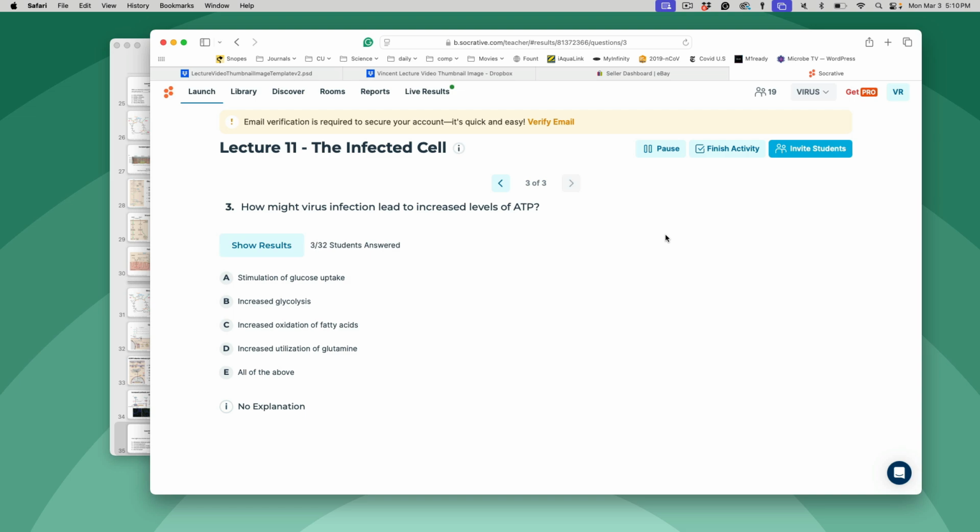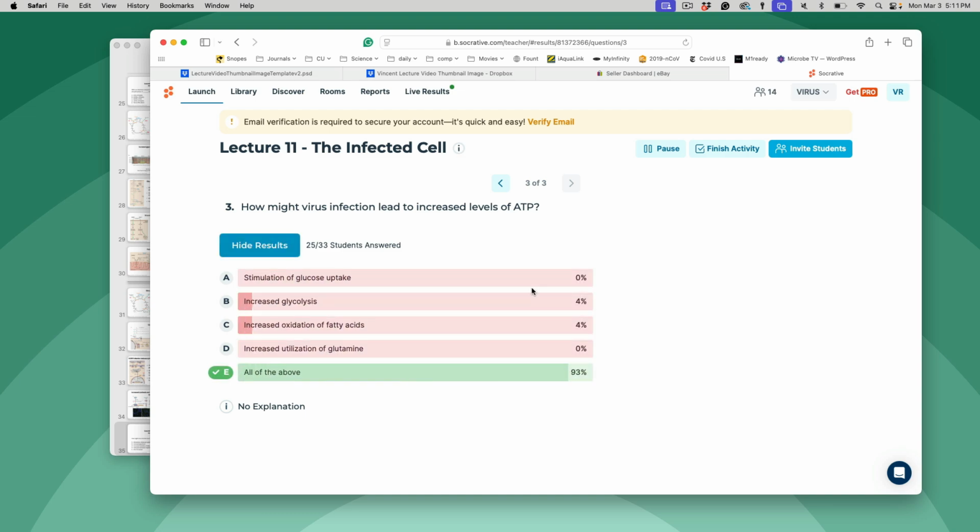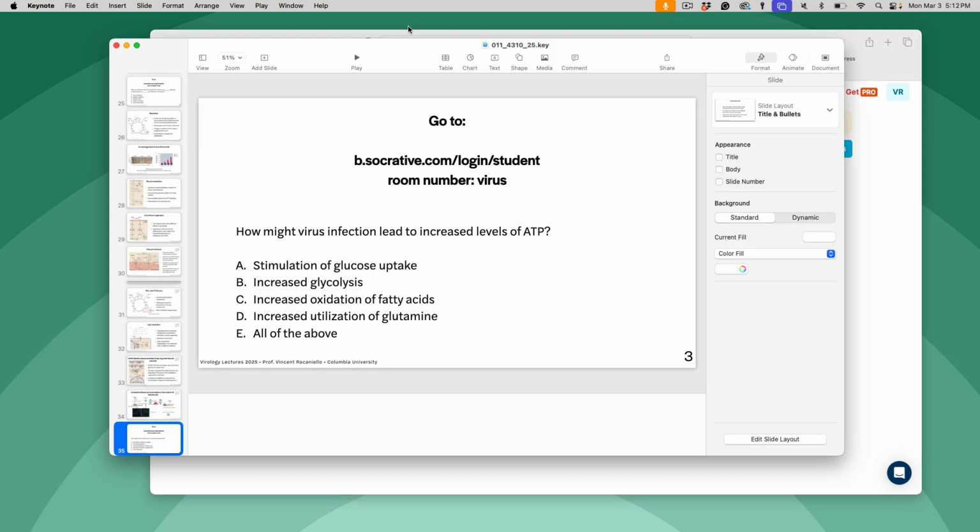Well, how might virus infection lead to increased levels of ATP? Stimulation of glucose uptake, increased glycolysis, increased oxidation of fatty acids, increased utilization of glutamine, all of the above. All right, let's see. Almost. Yeah, most of you got it. All of the above. Right. Virus leads to increased levels by stimulating glucose uptake, increasing glycolysis, the oxidation of fatty acids gives you energy, and the pulling in of glutamine into the TCA cycle keeps it going, and that makes energy. It's absolutely right. Good.